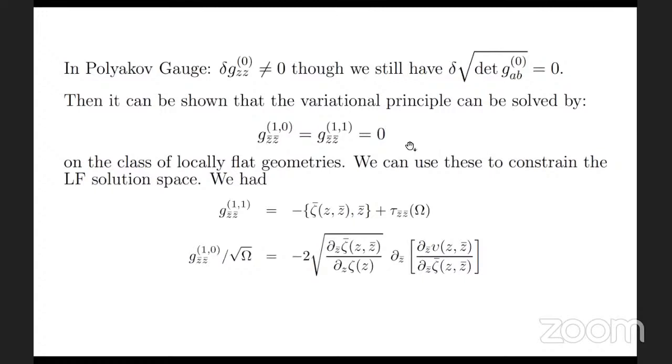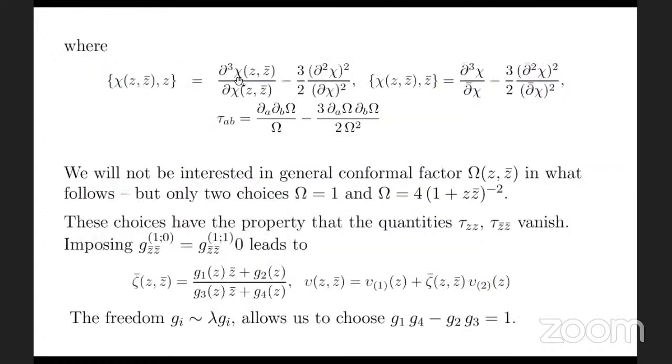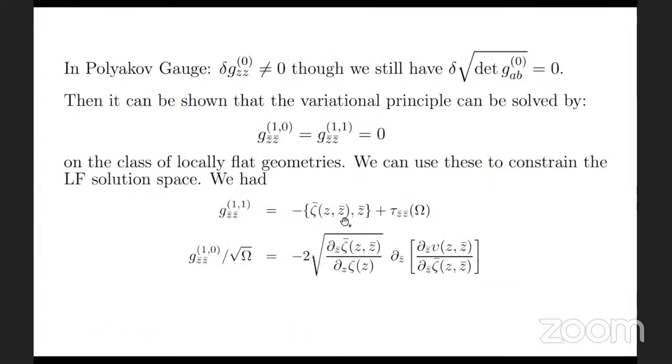So what we have to do now is to impose these two conditions on the space of locally flat solutions that I found earlier. Okay, since I didn't tell you what they were exactly, here are some components which are useful. So in particular, I want to set this to 0 and this to 0. These are the two components that are in the exact solution. So this is just the Schwarzian derivative of zeta bar with respect to Z bar. And this tau is basically related to the stress tensor of omega treated as a conformal factor, the Weyl factor. And so we need to set these to 0.